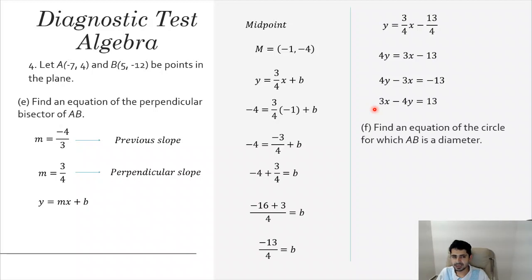The last but not least, kind of long, right? So then we have find an equation of the circle for which AB is a diameter.